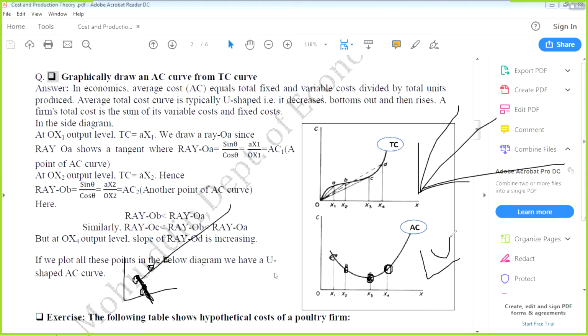Tell me which point is not still clear to you. Question?